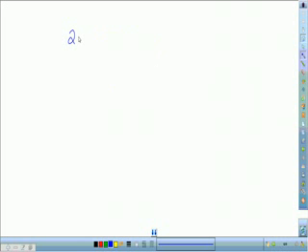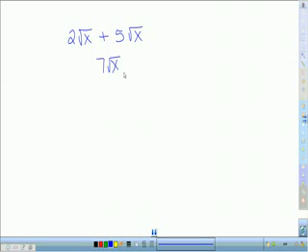For the second one, you had 2 square root of x plus 5 square root of x. Same thing. This is 2 square roots of x, this is 5 square roots of x, so that's a total of 7 square roots of x.